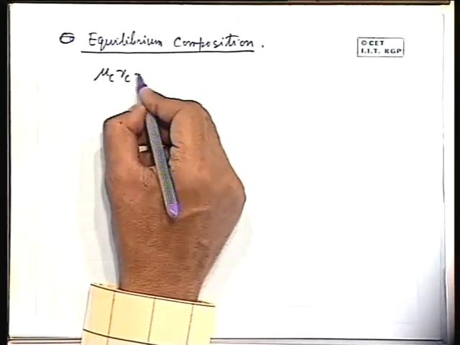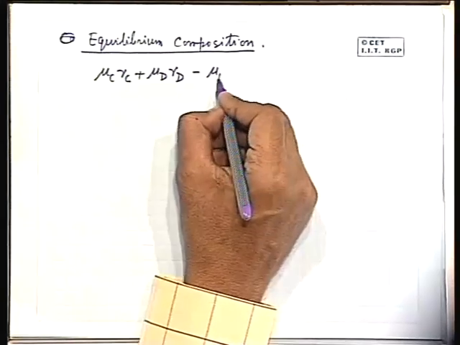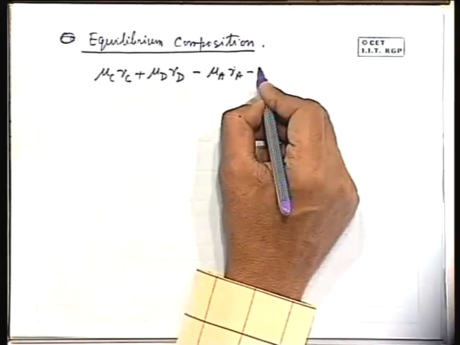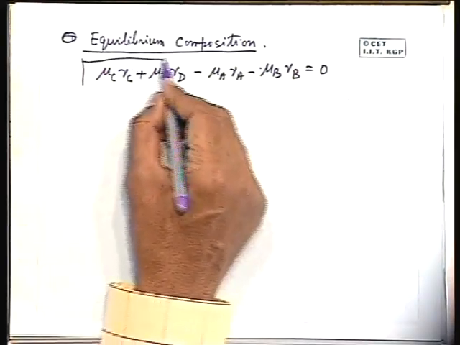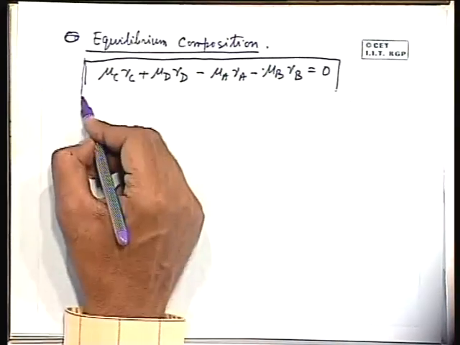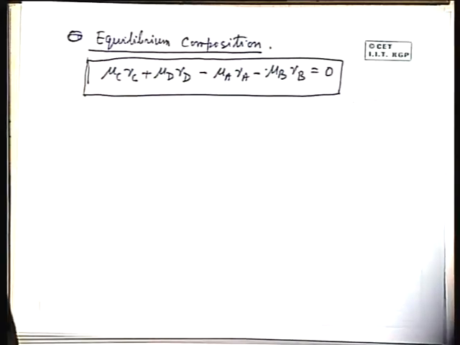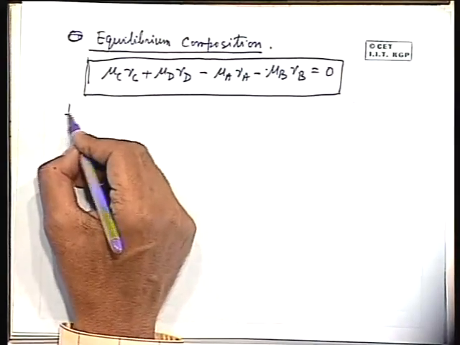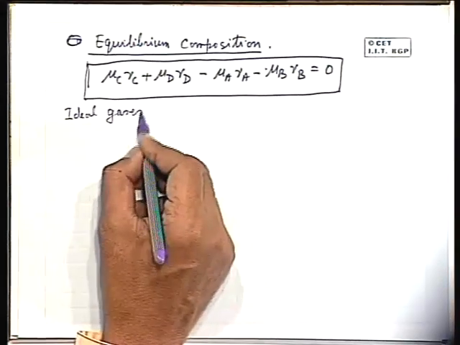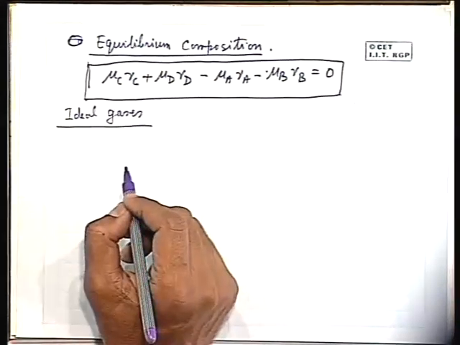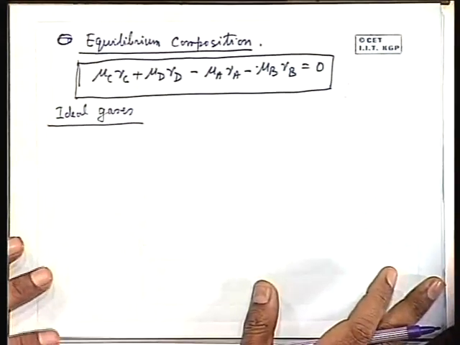μCγC plus μDγD minus μAγA minus μBγB is 0. That is the reaction equilibrium equation. That means the constituents will be under equilibrium, and this equation has to be valid. Now I consider all reacting constituents as ideal gases. This is one assumption. So whatever I will deduce now is valid only for gas reactions.